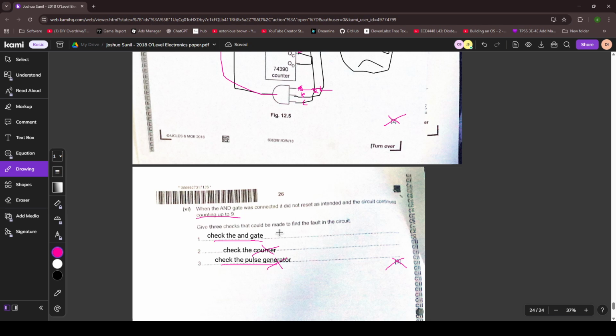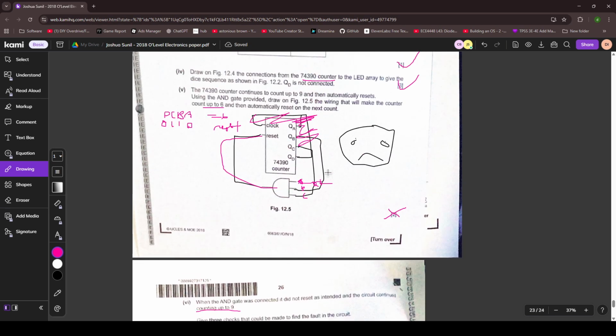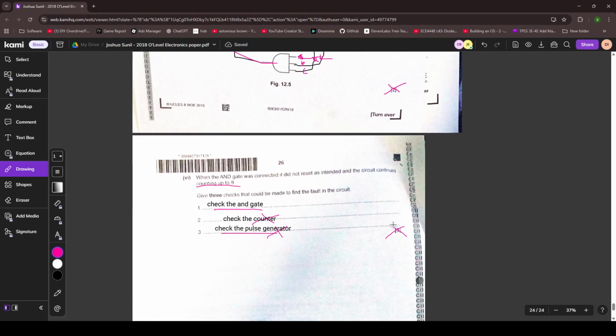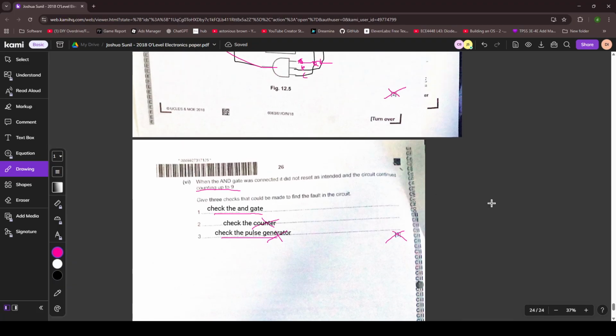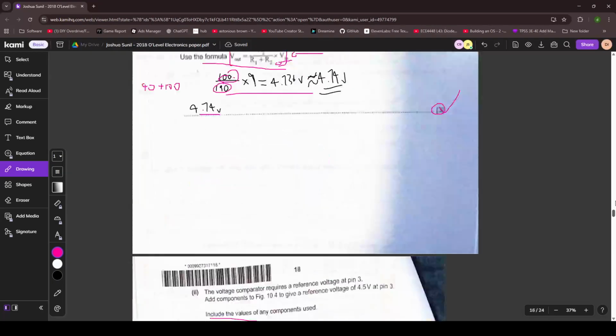No, it's too vague. You have to specifically tell me what to do. Check how the AND gate is wired to ABCD. Check if the AND gate output is wired to reset. I can only think of 2. I don't know the 3. So I don't know. But yeah, I mean that's not too bad performance, I guess.